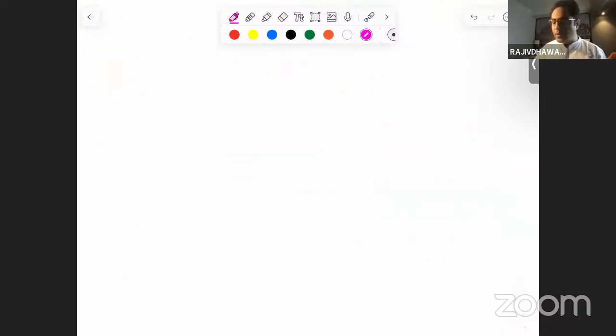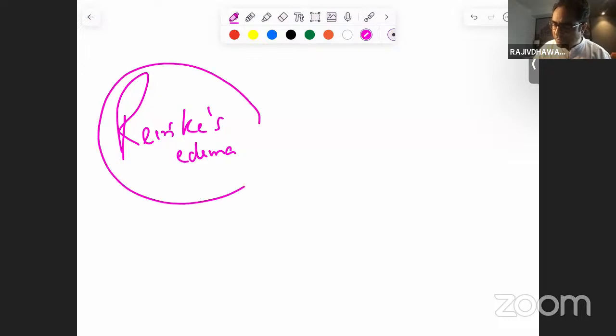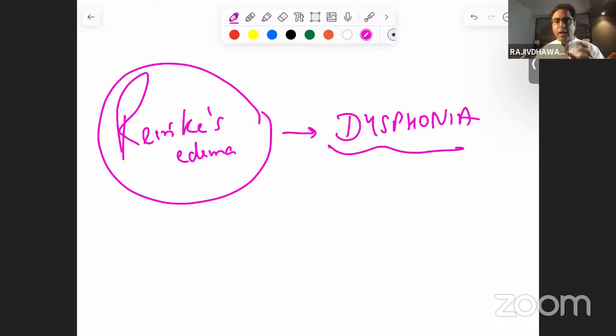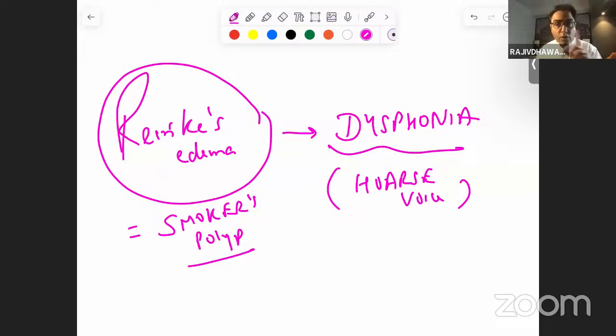The third controversial question is Reinke's edema. What is the symptom of this patient? It is not diplophonia, it is dysphonia, beta. What is Reinke's edema? It is seen in smokers, beta, smoker's polyp. It is bilateral diffuse swelling of the vocal cord. So there will be a hoarse voice, beta. Please don't mark diplophonia. Dysphonia, beta.